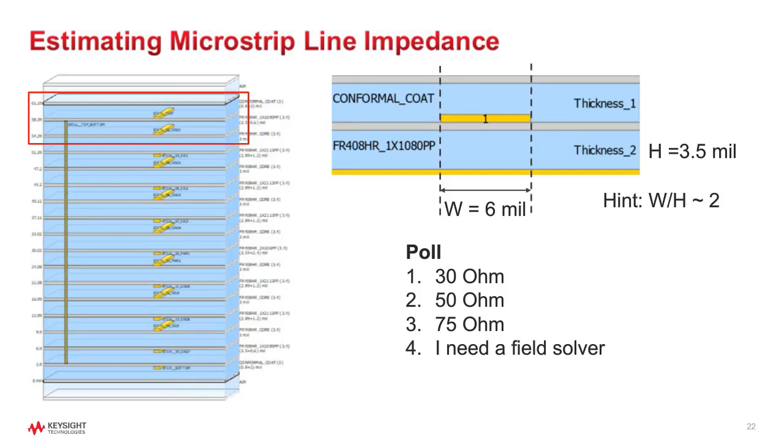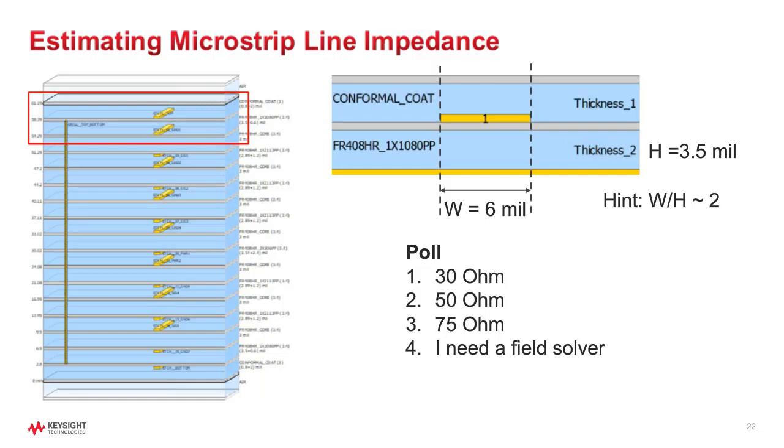I'm going to do a quick poll here. What do we think the impedance is going to be? Is it going to be number 1, 30 ohms, number 2, 50 ohms, number 3, 75 ohms, or number 4, I need a field solver? I will start the poll right now, and you have a minute to answer the question.